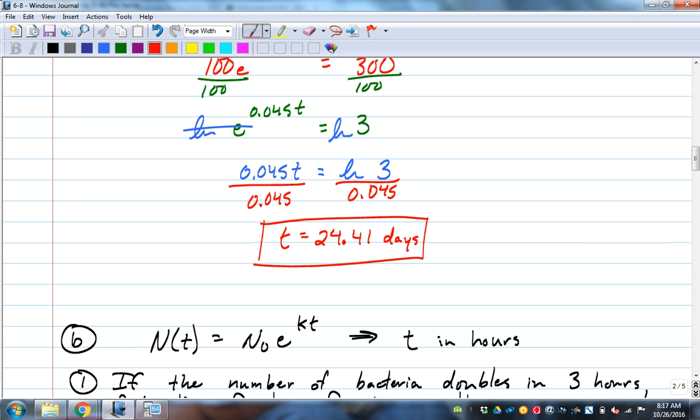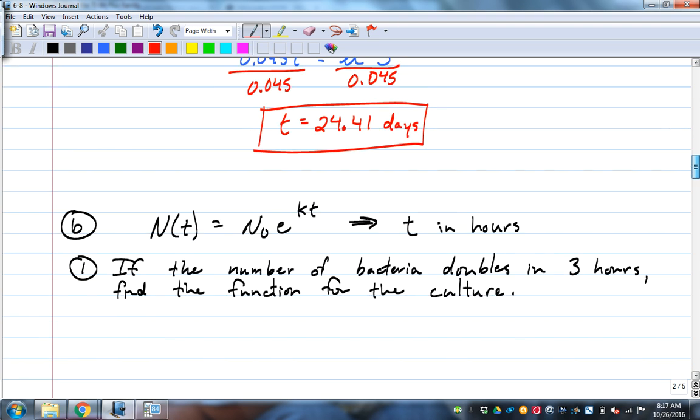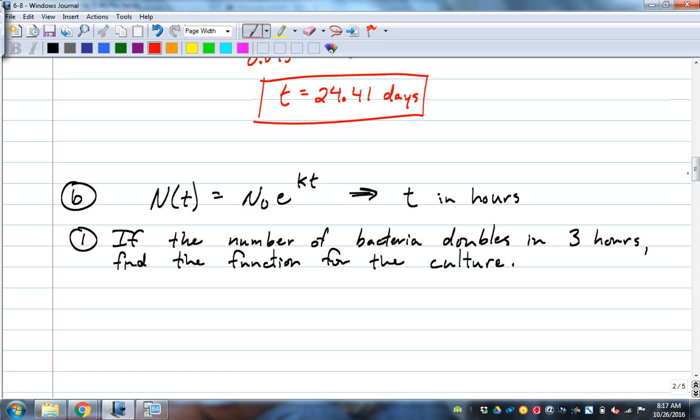Okay, pretty easy, right? Same thing we've been doing, it's just in the context of something else. So let's look at example B. Here's our equation. They're using the n sub 0 and all this, and they're telling us that t is in hours. It says if the number of bacteria doubles in 3 hours, find the function for the culture. It seems like they tell us nothing about this situation other than the bacteria doubles in 3 hours.